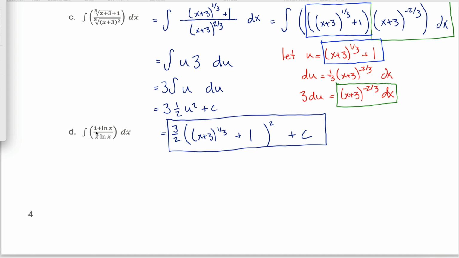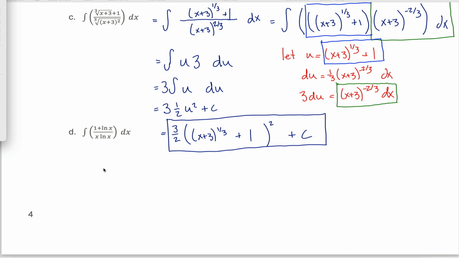Part D here. 1 plus the natural log of x divided by x times the natural log of x. Lots of x's floating around in this problem, right? There's 3 of them of my variable. So I'm going to have to do my substitution really carefully so that when I substitute it in, I can get rid of a bunch of the x's, but still kind of leave myself with any x's that might be necessary for the du.